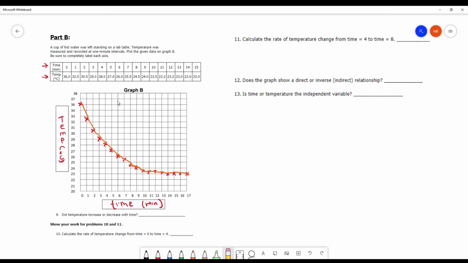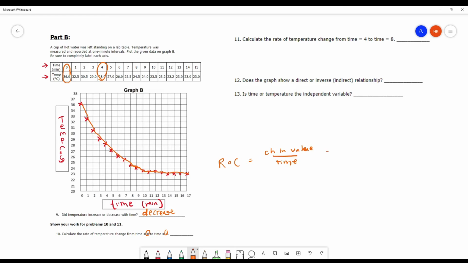All right, I've plotted all my points and I connected them with a line, so now we can work on some questions. Did the temperature increase or decrease? Well, as time went on, the temperature went from 36 to 23, so it decreased, it got smaller. And rate of change from time 0 to time 4. I can look right at the data table for this, which is nice. The numbers are exact from the data table. So remember, rate of change equals the change in value divided by time.